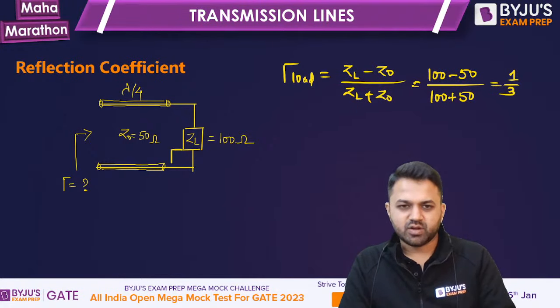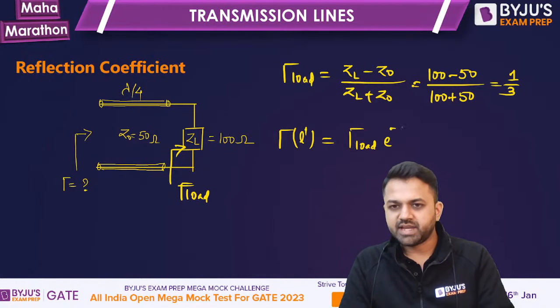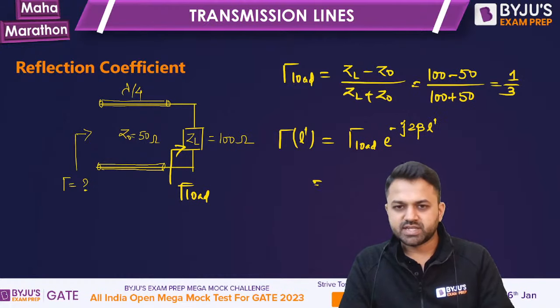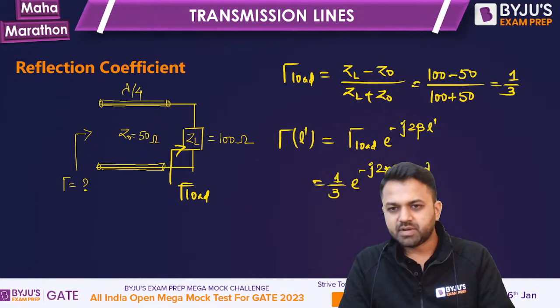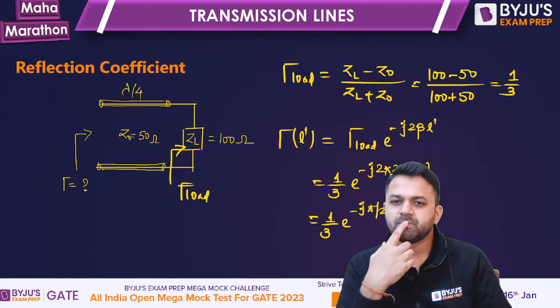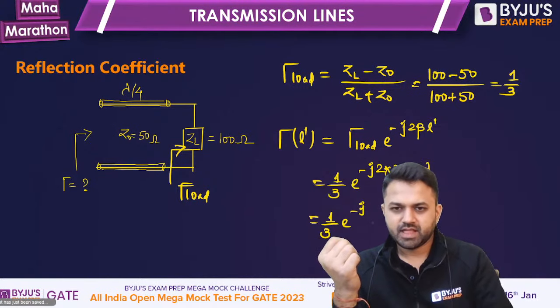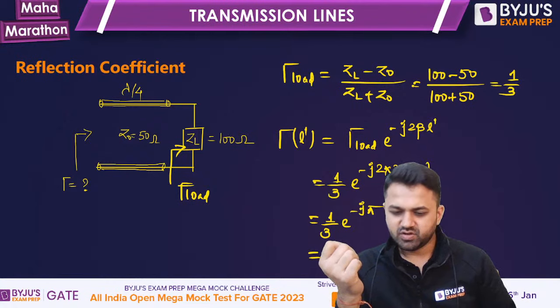But this 1 upon 3 is at load. If you want to calculate gamma at load, the formula is this, but if you want to calculate the reflection coefficient at any distance L dash, then it is the reflection coefficient at load times e to the power minus j 2 beta L dash. So that is 1 upon 3 e to the power minus j 2 into beta, which is 2 pi by lambda, and lambda by 4. When you solve it, you will get 1 upon 3 e to the power minus j pi. So cos pi will be minus 1, so we will get minus 1 by 3. So the answer is minus 1 by 3, not plus 1 by 3.